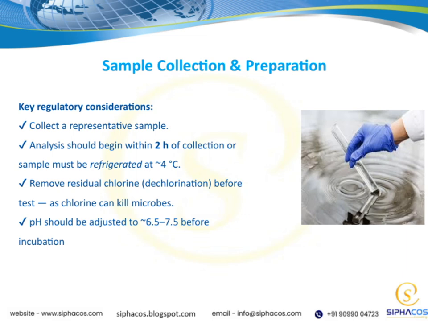Another key step is removing residual chlorine from the sample, a process called dechlorination. Chlorine can kill the microbes we're trying to detect, so if it's present, it can lead to inaccurate results. Lastly, adjusting the pH to roughly 6.5 to 7.5 before incubation helps create optimal conditions for microbial growth, which is critical for reliable testing outcomes. All of these considerations are part of good sample collection and preparation practices, which underpin the accuracy of our testing and help us make sound decisions about water safety.